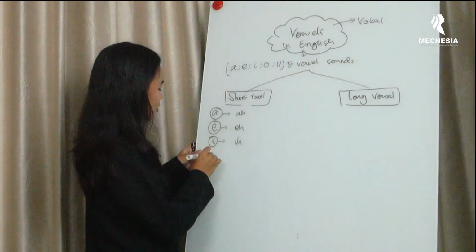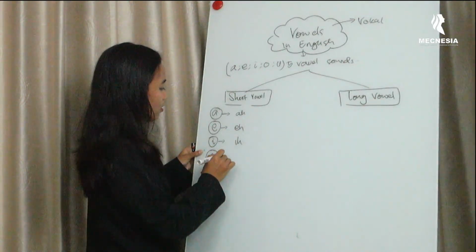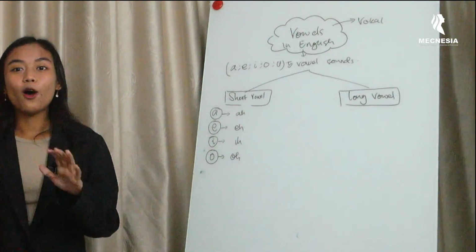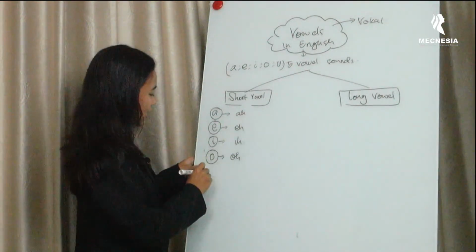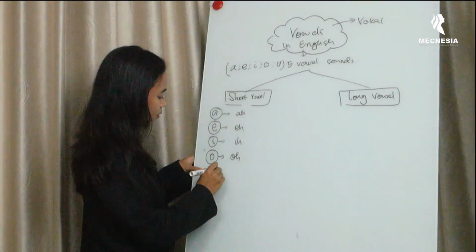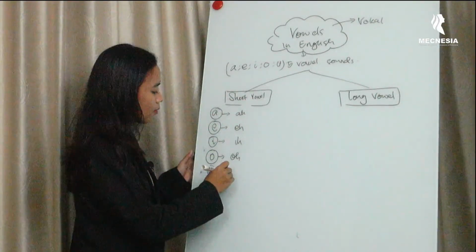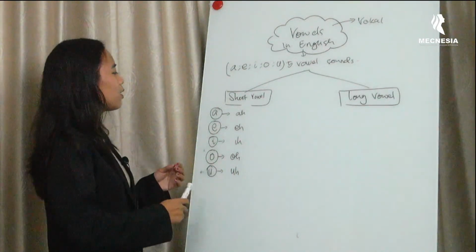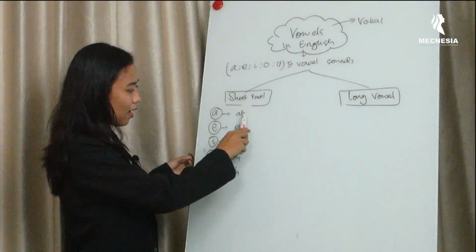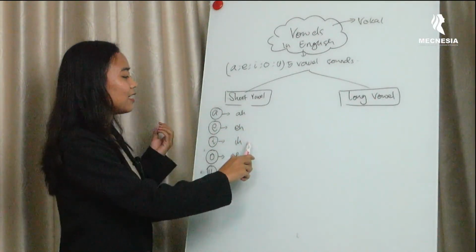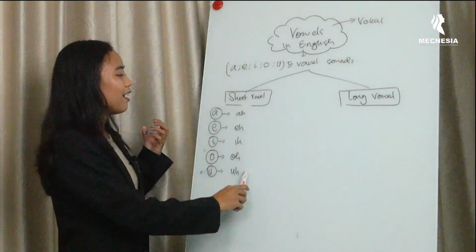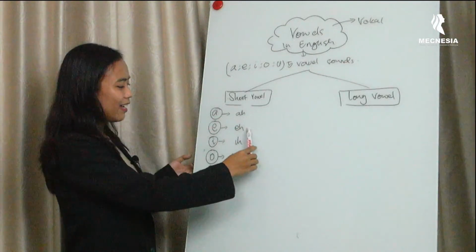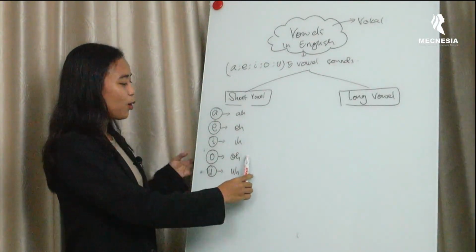The next one, oh. Next we have... Okay, now let's pronounce it one more time. Ah, I, o. One more time. Ah, I, o.